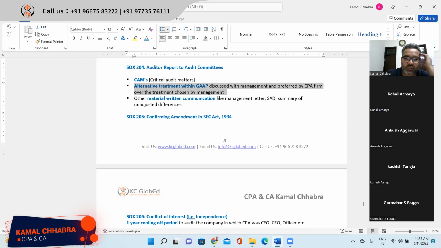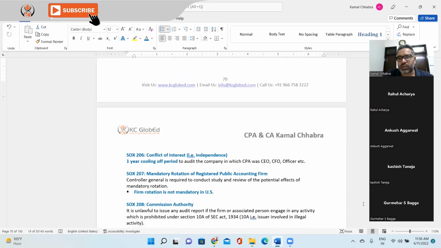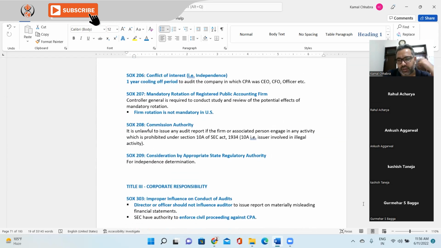Next is SOX 205, confirming amendment of the Security Exchange Act 1934. Whatever new amendment comes in the Security Exchange Act 1934 is applied to the respective firms and companies as per SOX Section 205. 206 is conflict of interest. Conflict of interest means independence. So here there is a 1 year cooling off period to audit the company in which the CPA was CEO, CFO or officer.